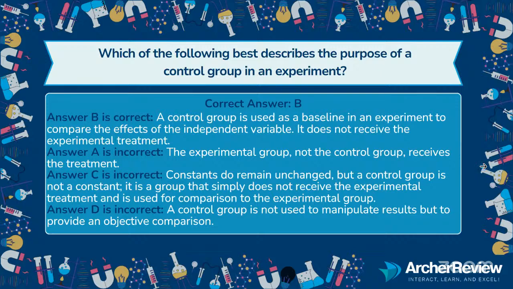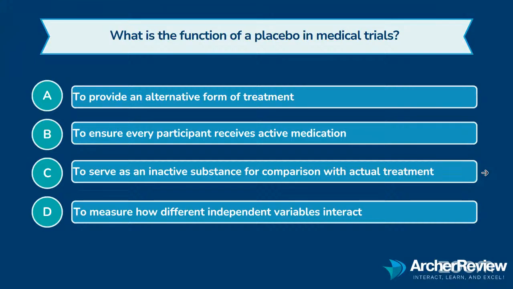No, the control group is not used to manipulate any results, and you don't want to manipulate results. You want results to happen naturally so that you can report your findings from a very objective place. Okay, what is the function of a placebo in medical trials?